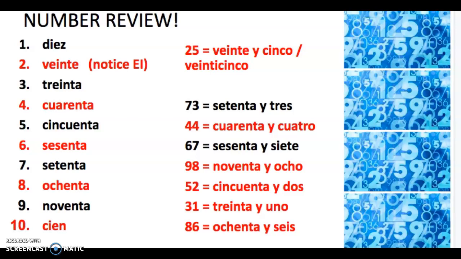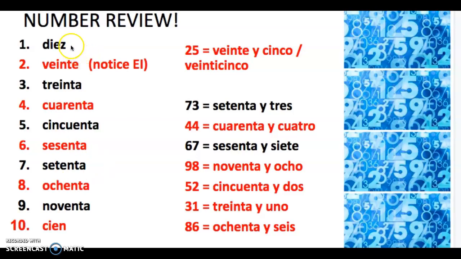Now we already did this in class, but in case you were absent or maybe a little confused and want to review, these are the slides that we went over in class. So we started out by reviewing our numbers 1 to 100. And really, you should know these because these were learned last year.